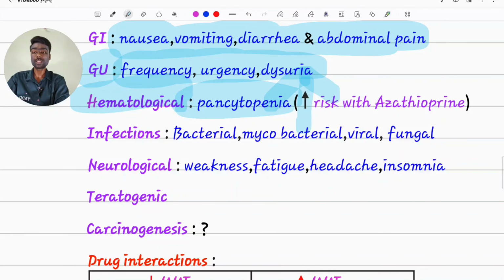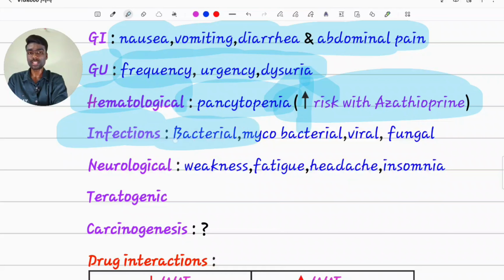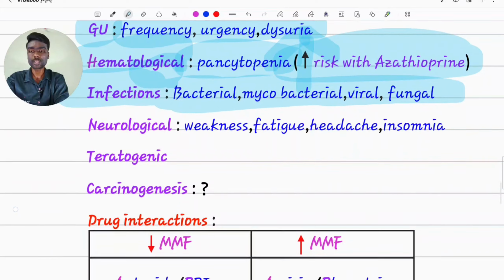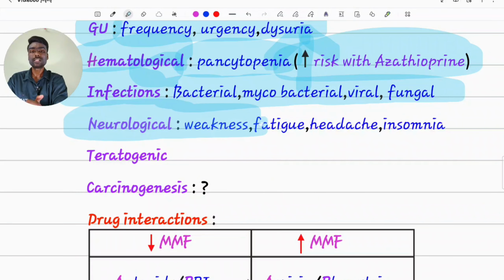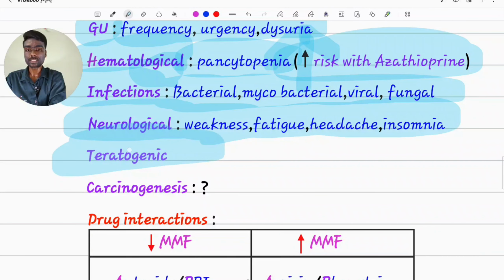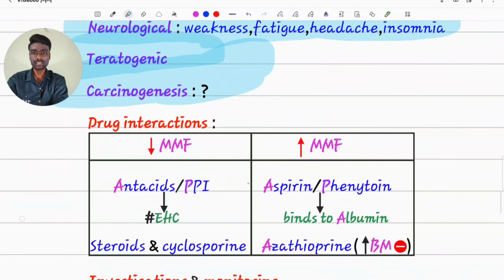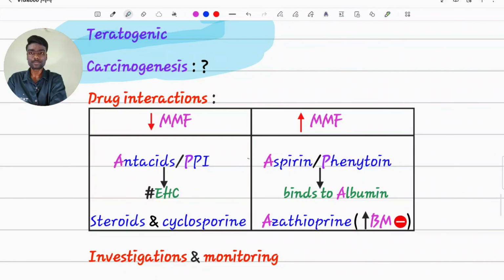If we give azathioprine also along with our mycophenolate mofetil, both will lead to bone marrow suppression. That is, hematological risk will be increased. Infections: bacterial, mycobacterial, viral and fungal infections, particularly at high dosages of mycophenolate mofetil. Neurological side effects like weakness, fatigue, headache, insomnia. It is a teratogenic drug. That's why absolutely contraindicated in pregnancy. Carcinogenesis is controversial. It leads mainly to lymphoma, B-cell lymphoma, non-Hodgkin's.